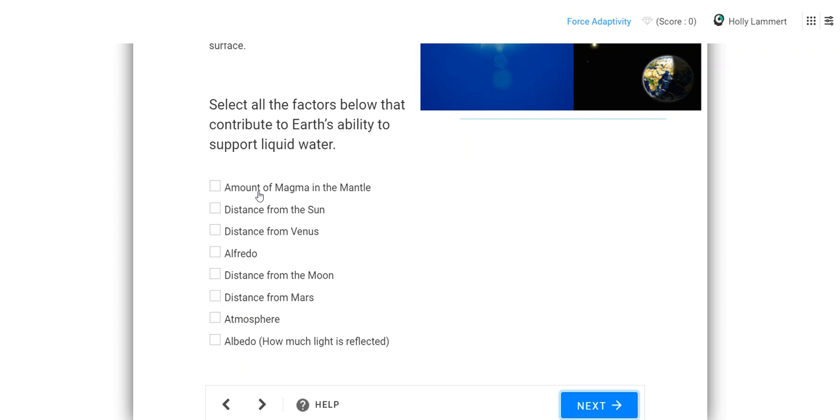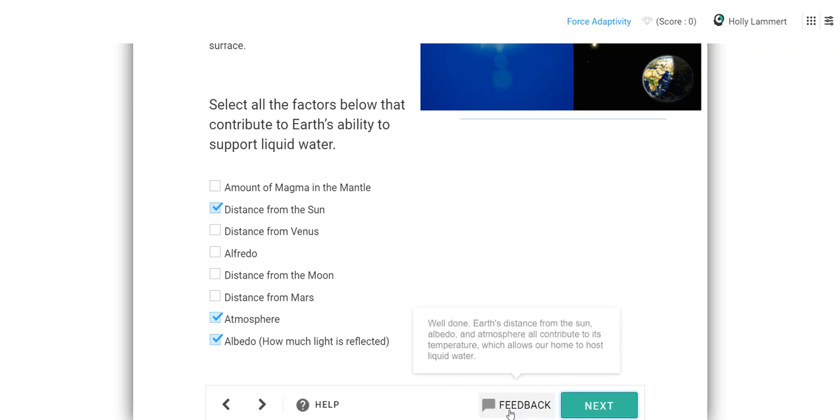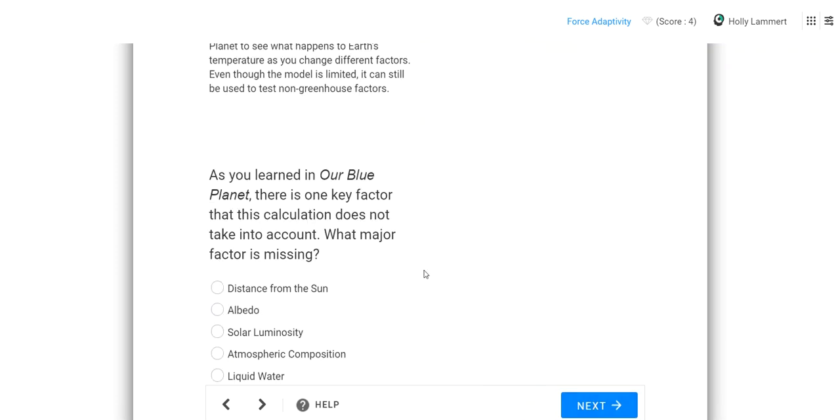So go ahead and scan through those and select your best guess here. Is it the amount of magma in the mantle? The distance from the sun, distance from Venus, distance from the moon, distance to Mars, the atmosphere, or the albedo? Okay, and you should select those three. And here we go.